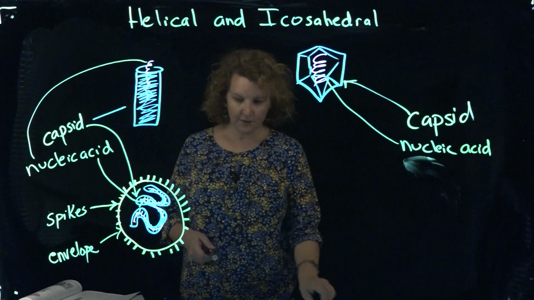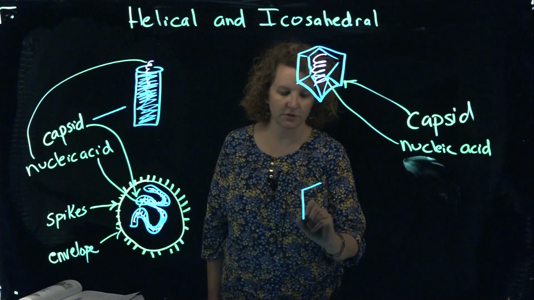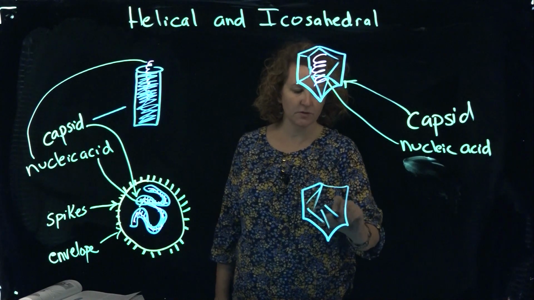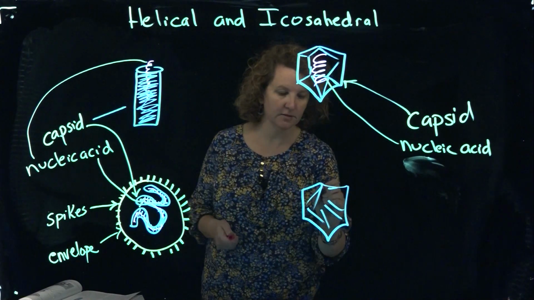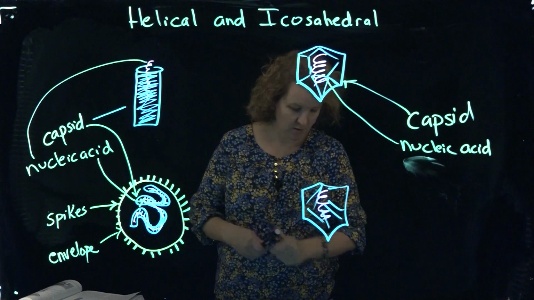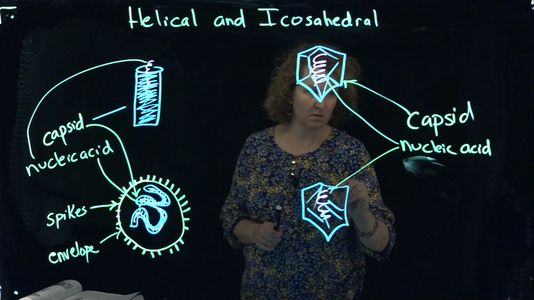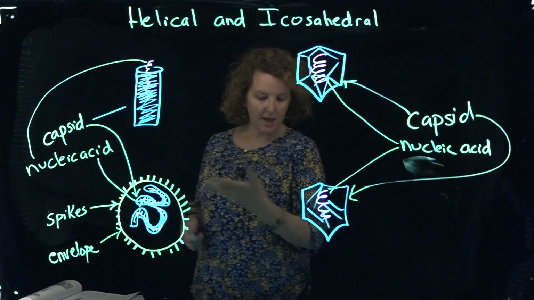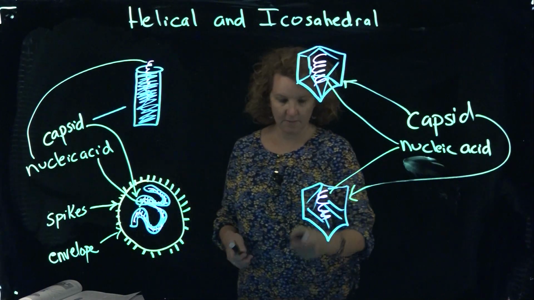Okay, so let's compare that very quickly to the enveloped version. So kind of the same thing. We've got our 20-sided structure. We've got our nucleic acid inside. And then there's our capsid on the outside. Now we're just going to add that envelope. So that's really about the same.